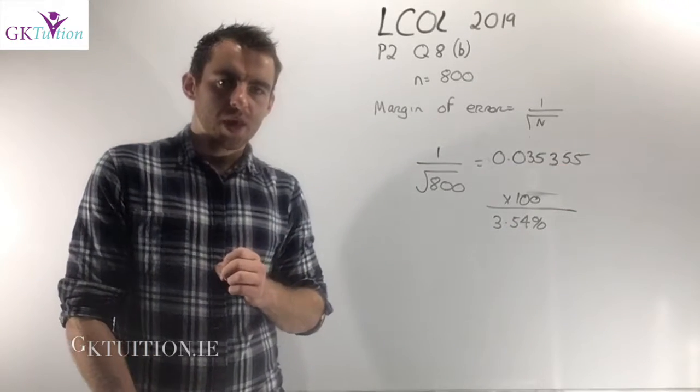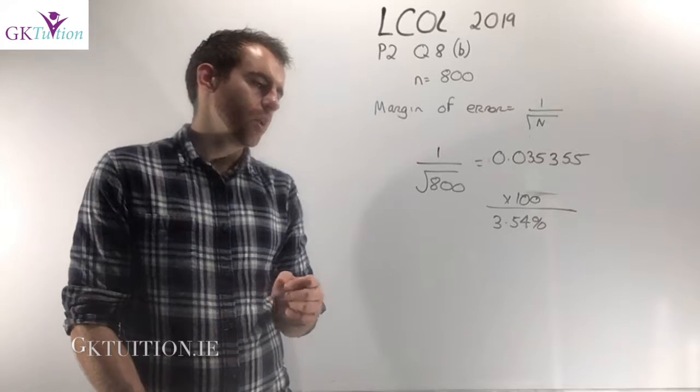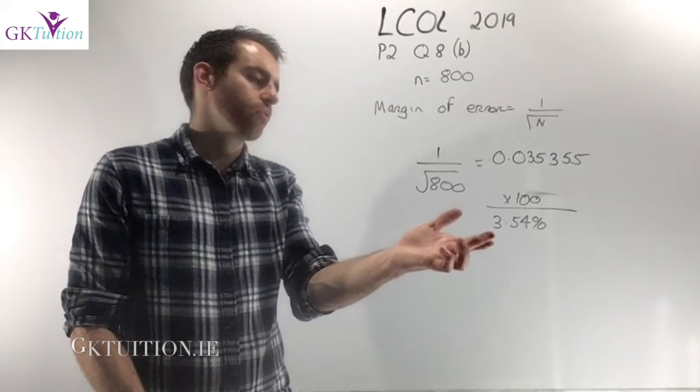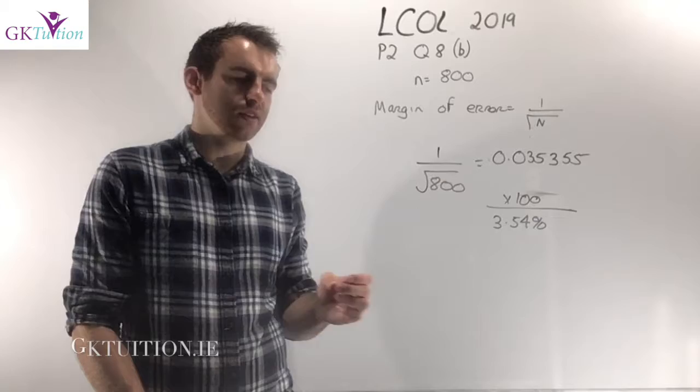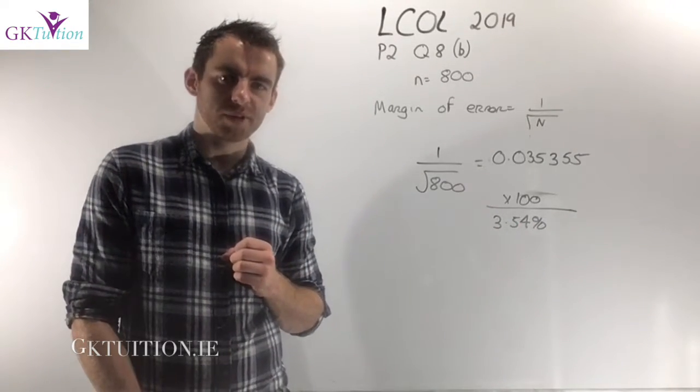0.035355. Now I was asked to get this as a percentage, so I have to multiply it by 100. If you multiply that by 100, you get 3.54%. Rounded off to 2 decimal places, my final answer is 3.54%.